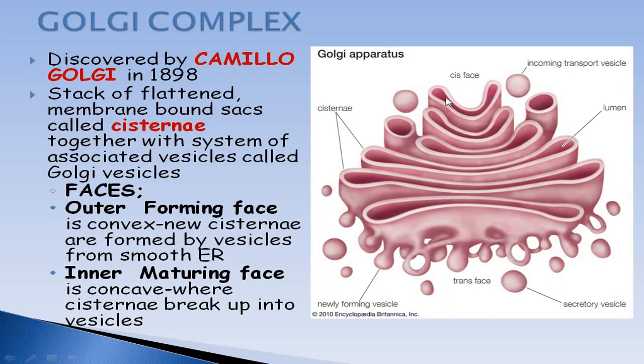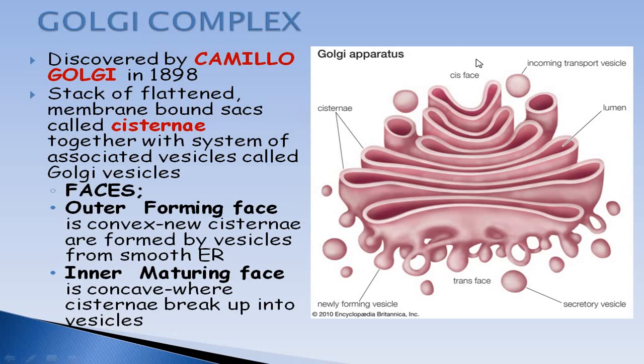These cisternae have two sides or two faces. One is convex, which is towards the endoplasmic reticulum. This is called the cis phase or forming phase, and the other one is the concave side, which is also called the trans phase or maturing phase.